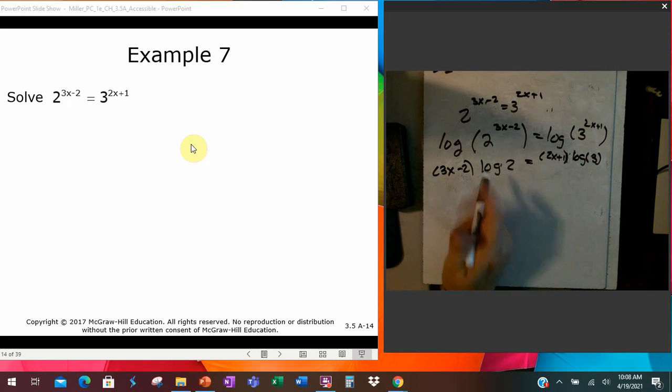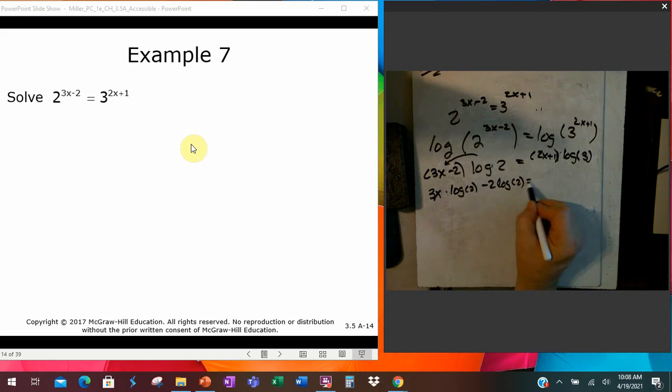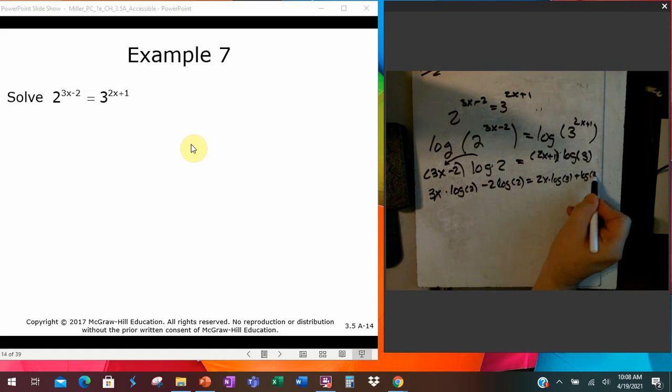And then I've got to get all my x's over on one side. So let me show you this. 3x, this distributed here, 3x times log of 2 minus 2 log 2. That's my left side. And then 2x log 3 plus log 3 from the 1. That's why you don't want to write 2x plus 1 times the log of 3, because then you just get 2x plus the log of 3. Both of these have the log 3 expression.